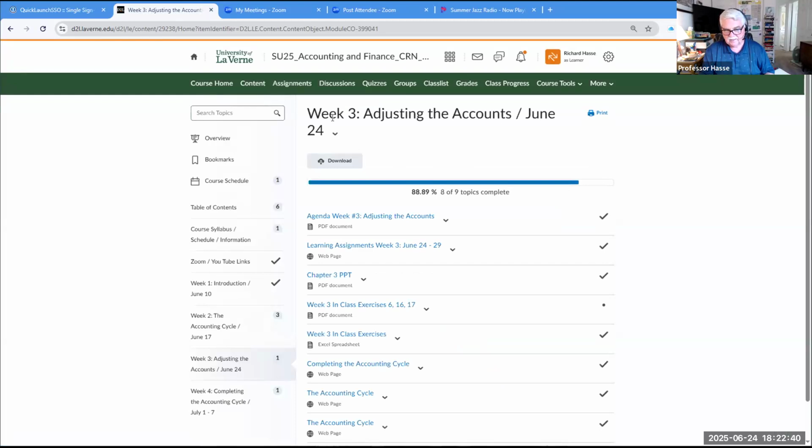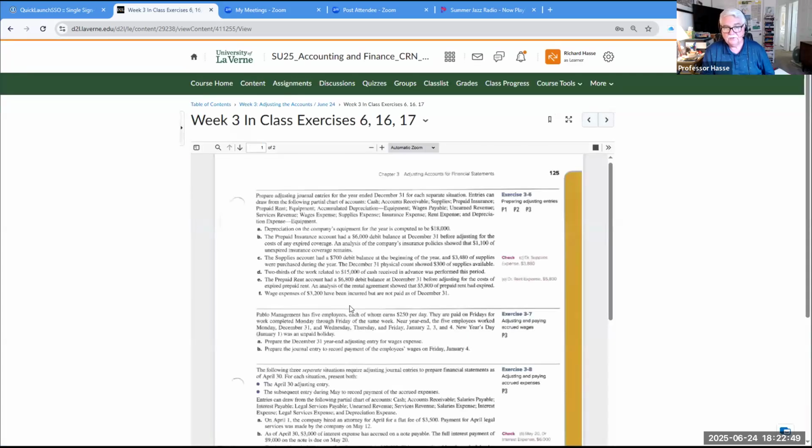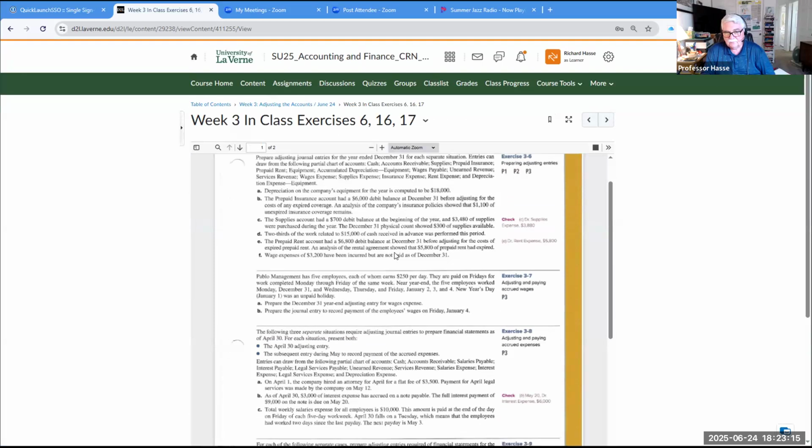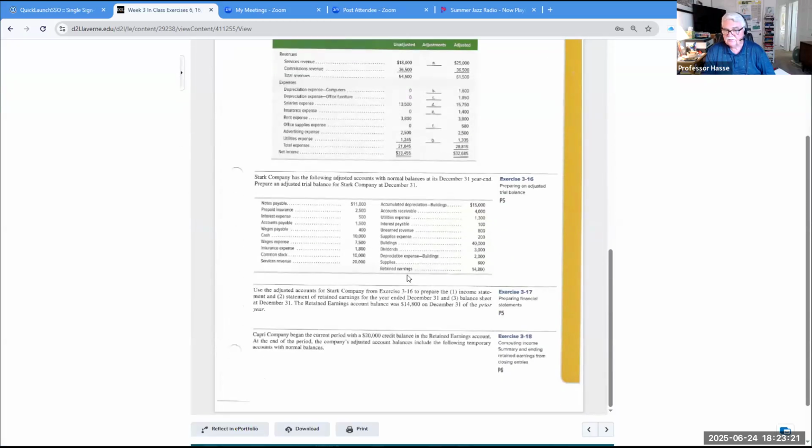Our review point tonight is these exercises, week 3 in-class exercises. If you have a text, you can go to the appropriate pages, 125, 126, 127, and follow along with me. But also I've posted these to our week 3 so you can download them or follow along with me. We're doing exercise 3-6, preparing these journal entries A through F for these companies. These are all examples of the journal entries we just talked about being discussed in chapter 3. Then we're doing this exercise on page 127, exercise 3-16.